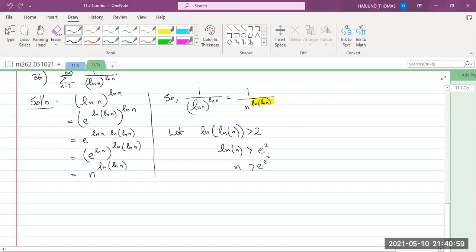Let me make this n. The n has to be greater than that. Okay, let n be greater than 3 to the 3 squared. What do you think? Which is 3 to the 9th. Is it good enough?